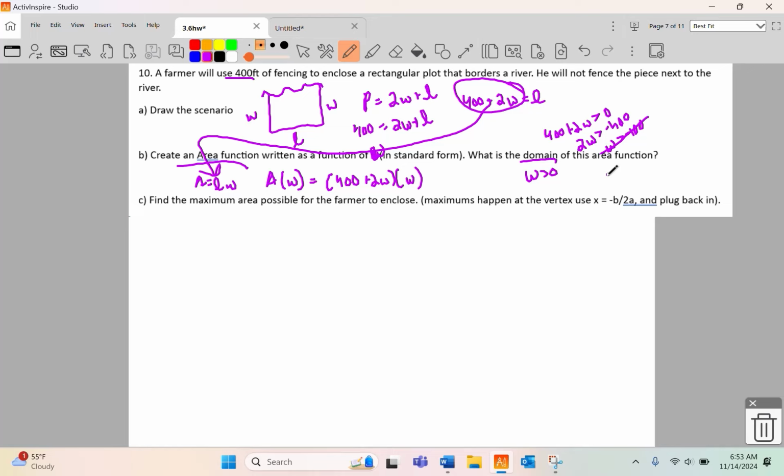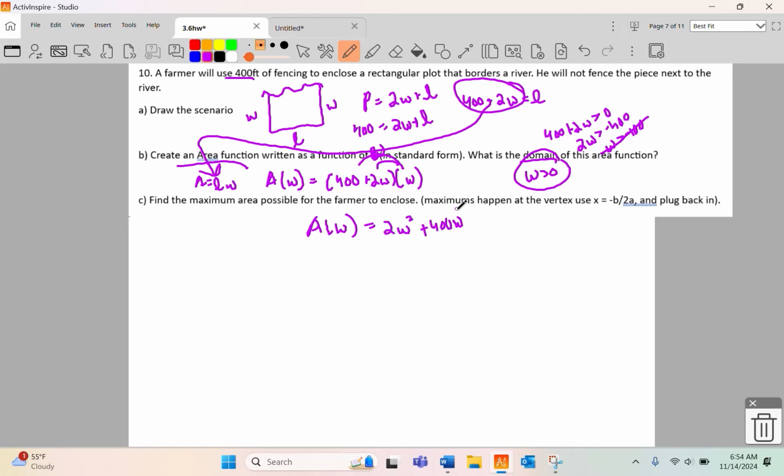I mean, W had to be bigger than negative 100, but that doesn't make any sense. When you take the widths and the lengths and put them together, you can't exceed 400. So there's something there. But it's kind of hard to do a domain there. So anyways, just ignore me. That's the only thing that I can make sense of by looking at it algebraically. This needs to be in standard form, so you distribute your W. Area as a function of width is 2W squared plus 400W.